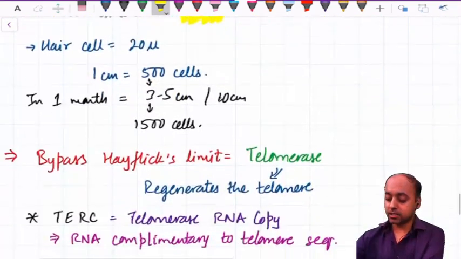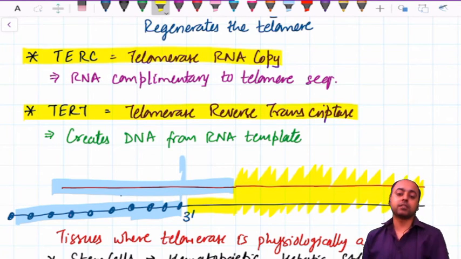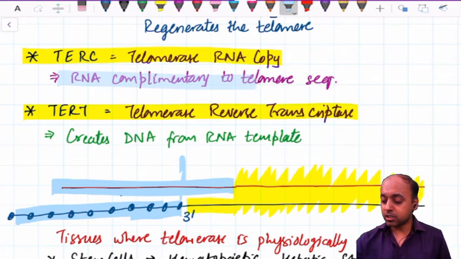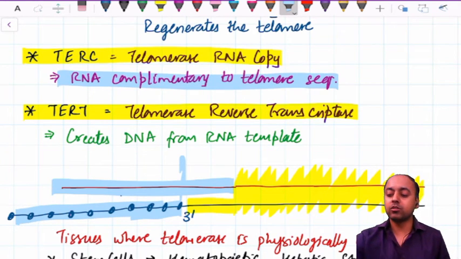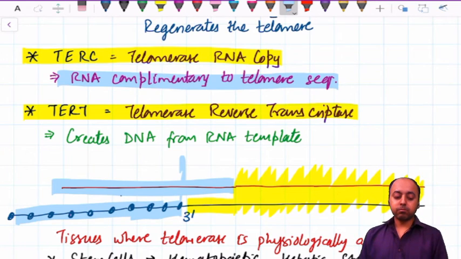Take a look at the two important molecules in the telomerase complex. The telomerase RNA copy and the telomerase reverse transcriptase will be responsible for carrying out the main process. The RNA copy has a very peculiar feature. It is complementary to the telomere sequence. Because it is complementary to the telomere sequence, it can get attached to the telomere.